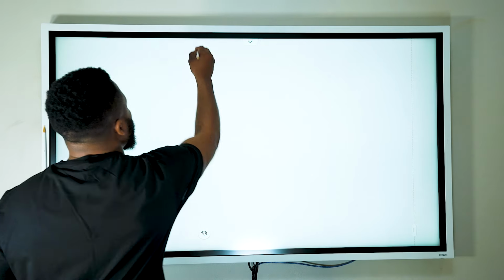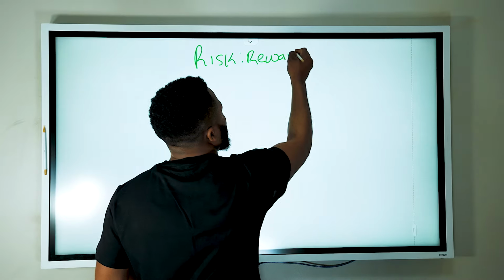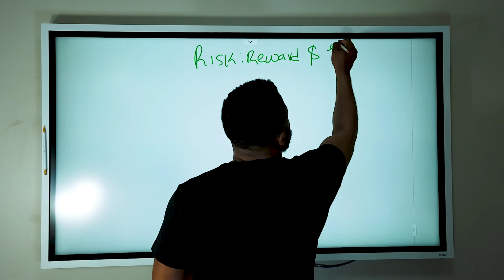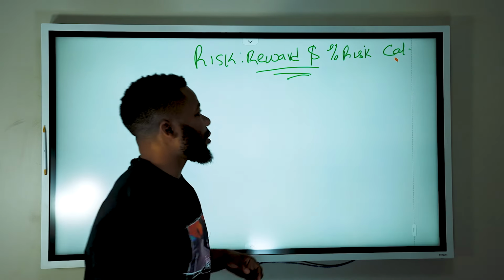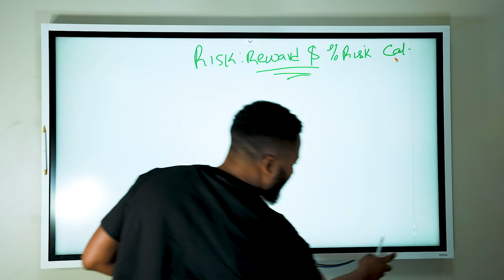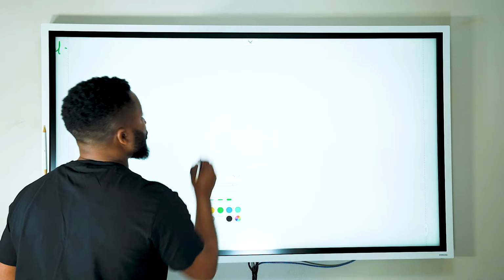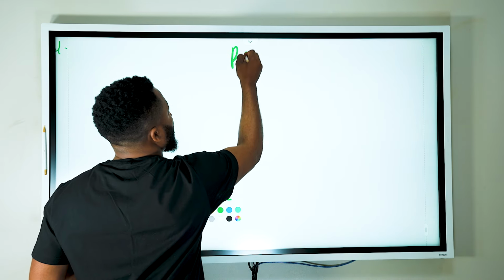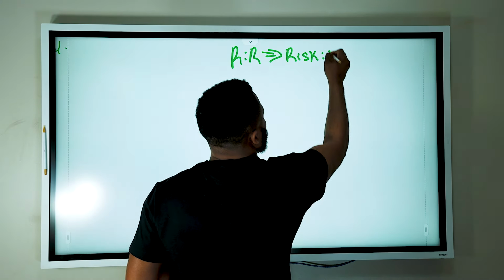So in this video, we're going to be doing a risk to reward and a percentage risk calculation. That is what we're going to be doing in this particular video: risk to reward and percentage risk calculation. So let's go to the different slide and start with risk to reward. This will apply to any kind of trader, whether you're a scalper, a swing trader, or a day trader. So let's start with risk to reward.